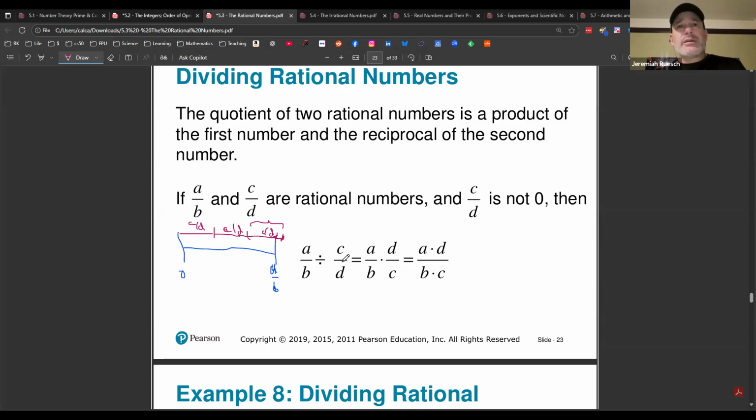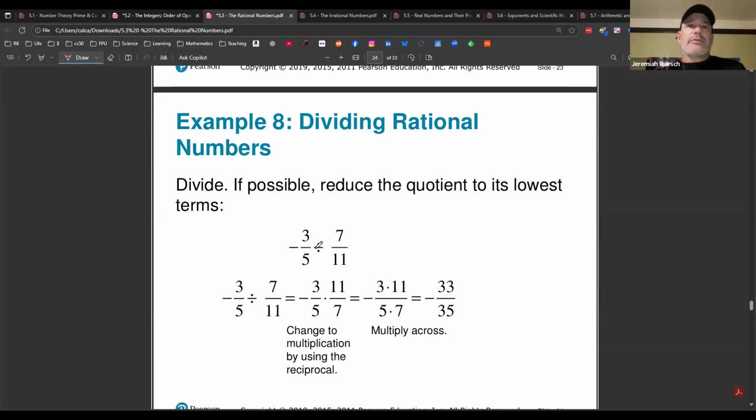In practicality, what you get is this relationship. And I don't like to memorize things, but you often hear this as A over B divided by C over D. What you do is flip and multiply. What it's referring to is you flip over this second fraction and then multiply straight across. That is a result of the counting that you get from this process here. So I think an example is helpful, so let's go ahead and do that.